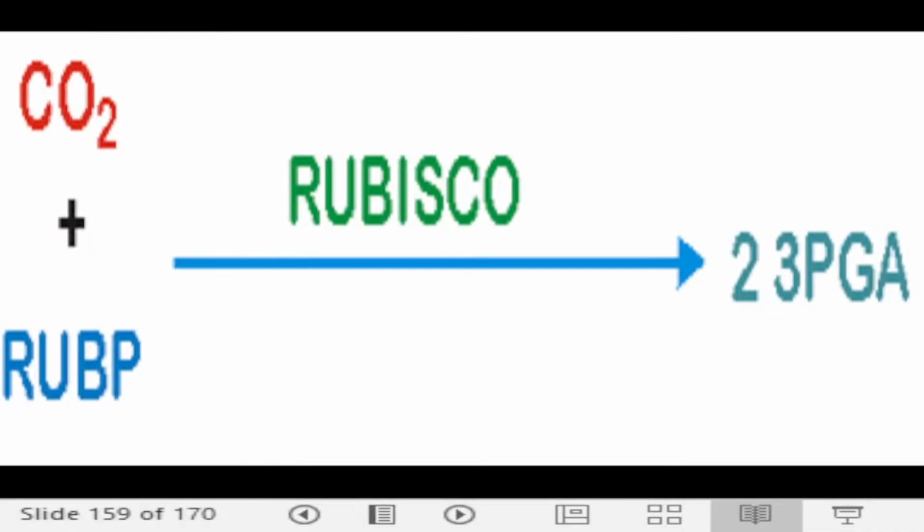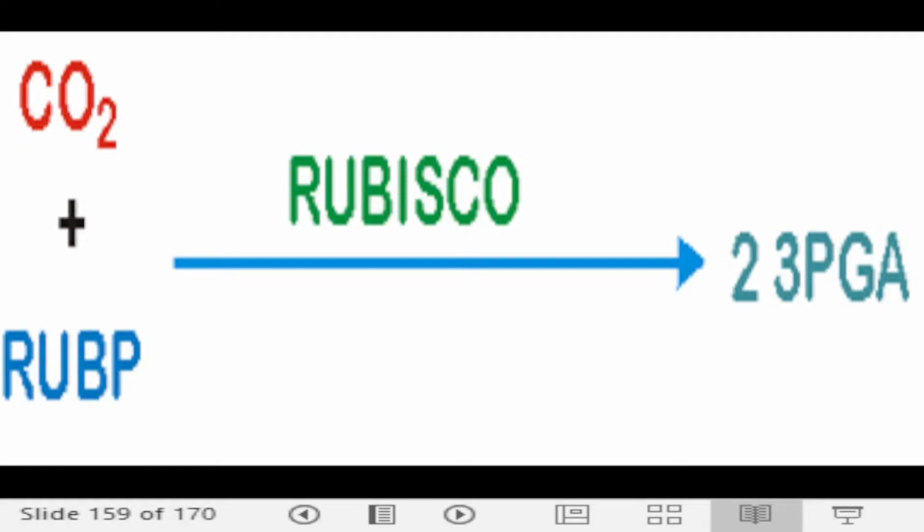Now, the carbon dioxide reacts with a substance called RUBP. RUBP is the acronym for ribulose bisphosphate or ribulose diphosphate. The reaction between carbon dioxide and RUBP is catalyzed by an enzyme called Rubisco or RUBP carboxylase. Now, the reaction will cause the addition of a carbon to RUBP.